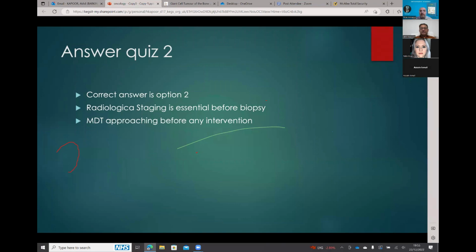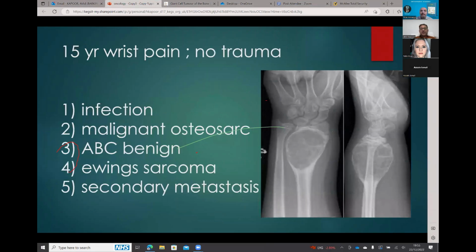Should we go to the next one? Yeah. Okay, so this is a 15-year-old adolescent. As you can see, he's still got a growth plate on the X-ray of the wrist, and he's got this lesion at the lower end of his radius. Please review it and pick your best option.